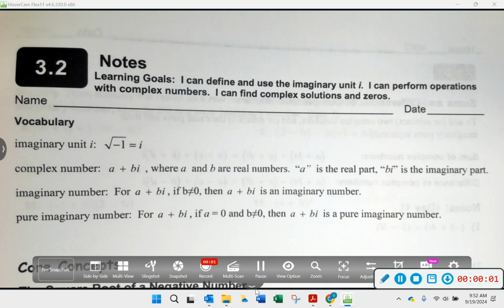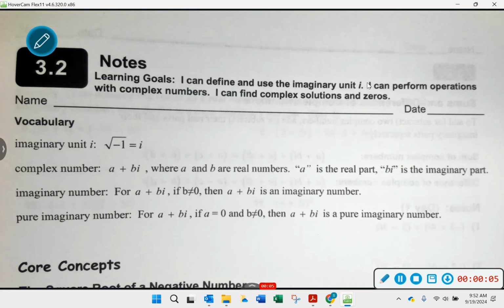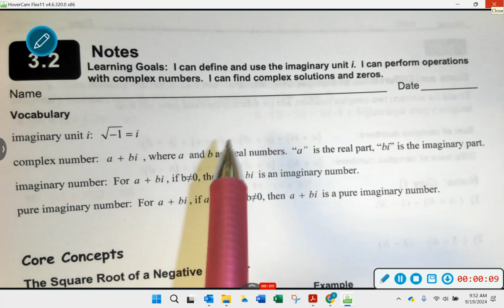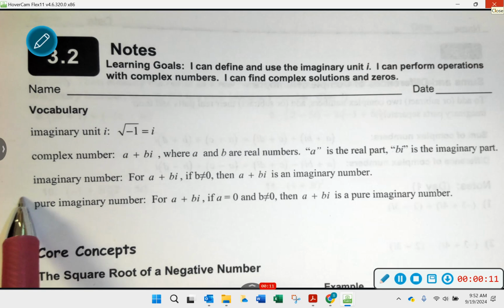Okay, guys, so today we are going to be talking about imaginary numbers. This is something that is completely new. You've never learned this at any time in math, so it's going to be a new concept for you.